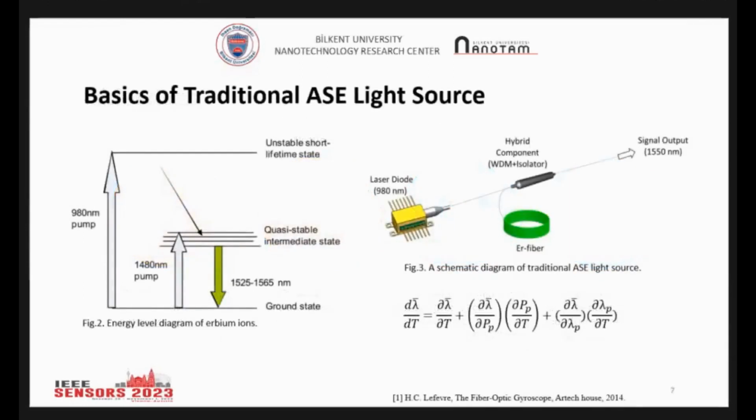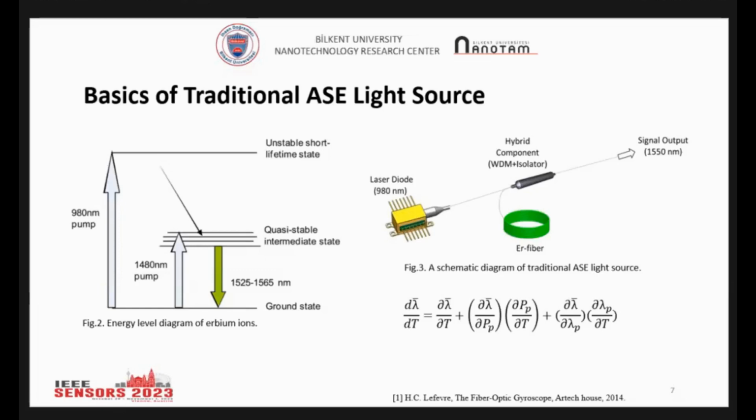But before that, I want to introduce the basics of the traditional ASE light sources. In the figure, we can see the basic components of the ASE light source. The first component is our laser diode. Another component is the WDM with the isolator. This is a hybrid component integrated with the isolator, and we are also using the erbium-doped fiber. These three components are the basics of the ASE light source.